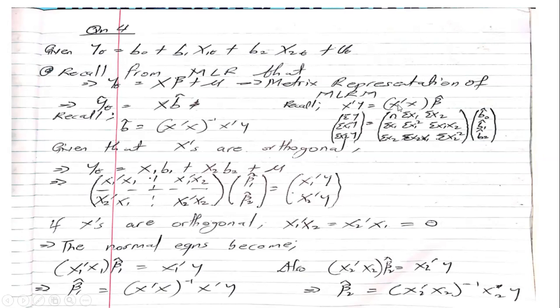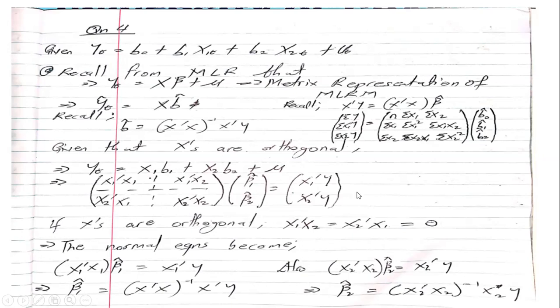So this is what we are going to get. If you want to estimate beta 1 cap, we end up getting x1 prime s1 inverse. Sorry, here is supposed to be s1. So my beta 1 cap will be s1 prime s1 inverse s1 prime y.